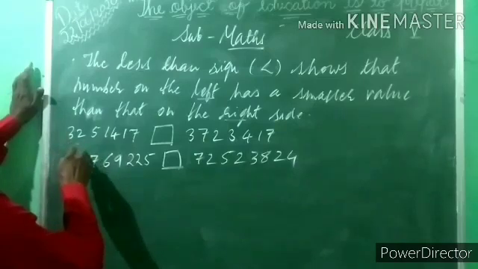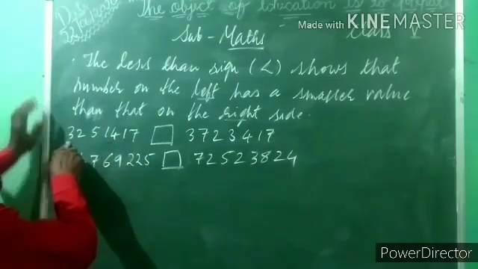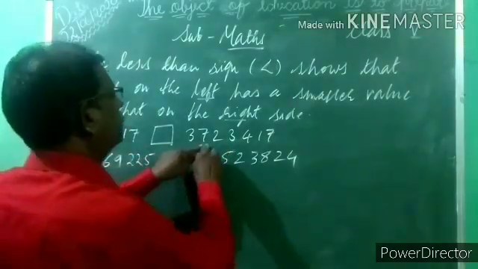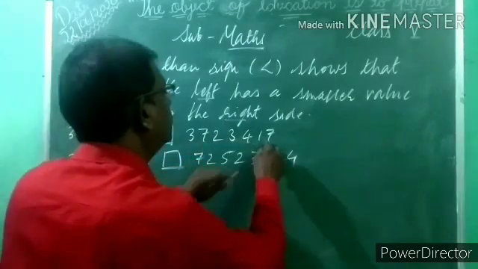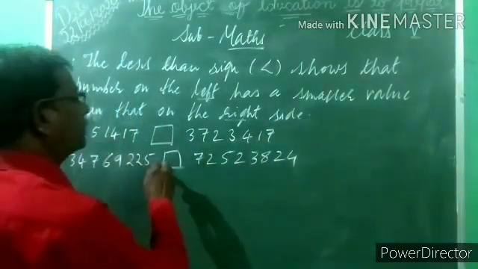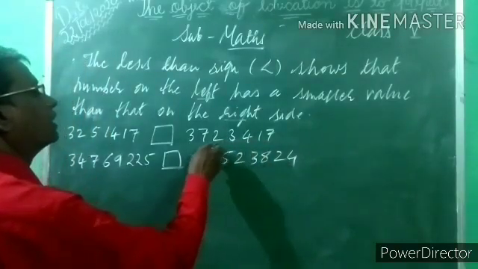Now look at how many digits the number has: 1, 2, 3, 4, 5, 6, 7. How to read it? Ones, tens, hundreds, thousands, ten thousands, lakh, ten lakh. 32 lakh 51,470. And here 37 lakh 23,470. Now the left hand side is a 7 digit number, and the right hand side number is also a 7 digit number.